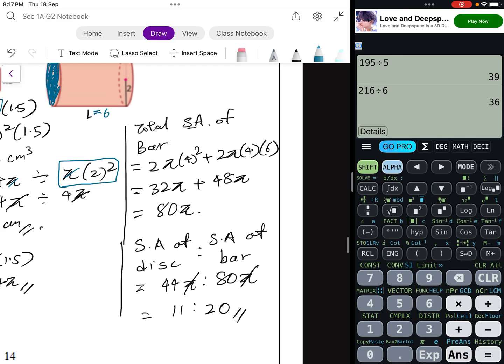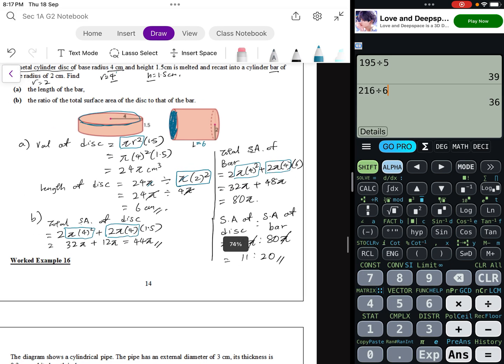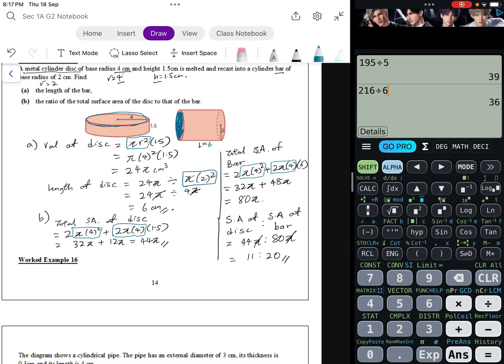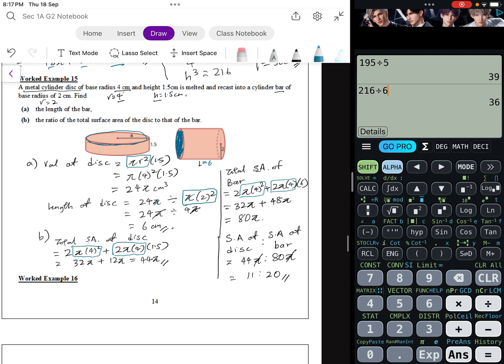I do the same for the bar. It's just that the radius and the length are different, but otherwise the method is the same. So two areas of circle, plus the circumference of the circle times height, I get 80 pi. I find the ratio, 44 pi to 80 pi, cancel the pi, simplify by 4 and get 11 to 20. Should be quite simple from this part, once you are familiar with the formula.